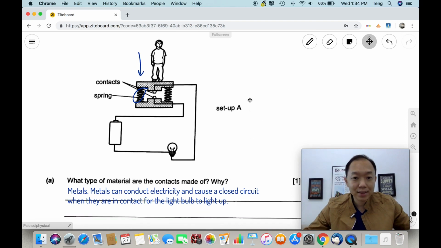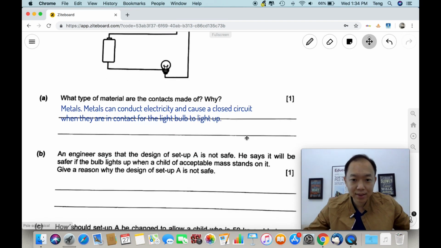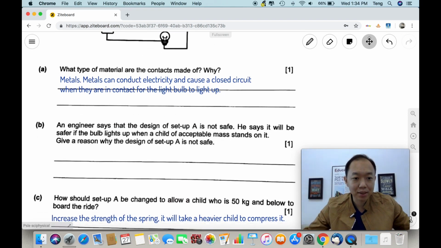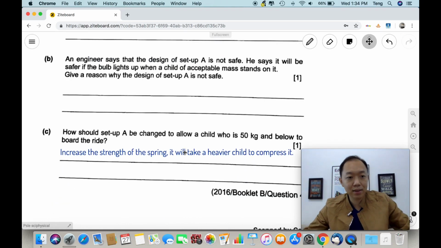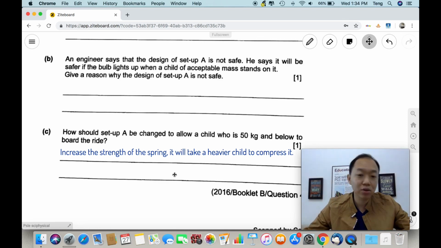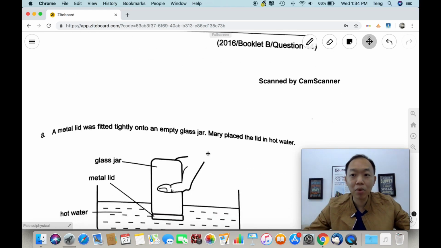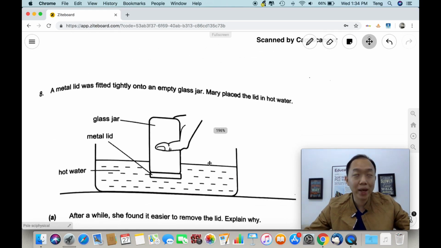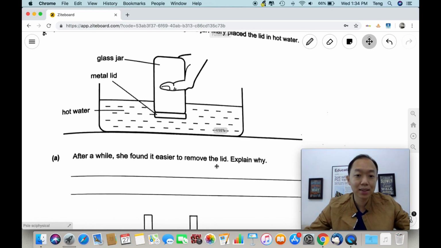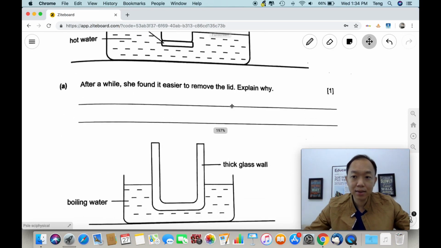Okay, valid reason. Okay, that's it. So that's for B. And C, is it correct? Yeah, make it stiffer, make it stronger. That's about it. Okay, stiffer, stronger, whatever it is, just so that it takes more weight to compress it. Okay, let's see, is there any more?